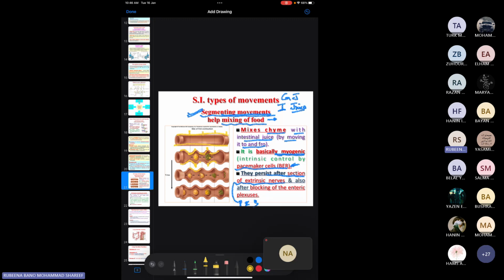Now the constriction is here. This circular muscle will contract at this side. What happens because of this movement? The chyme is broken by this constriction into two halves, here and here. Then another constriction appears here, and again the chyme is divided into two parts. This cycle keeps on repeating, again and again. This way the chyme is divided into halves and mixes thoroughly with the intestinal juice. So this segmenting movement helps in mixing of food.